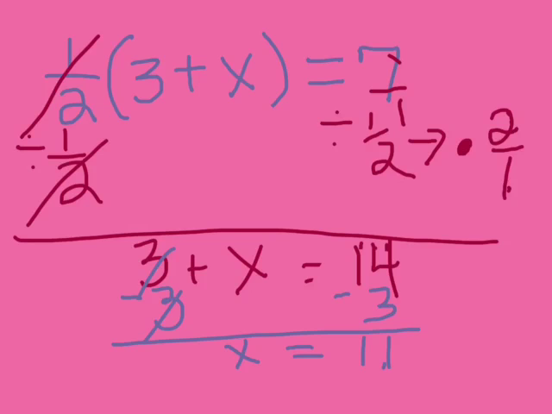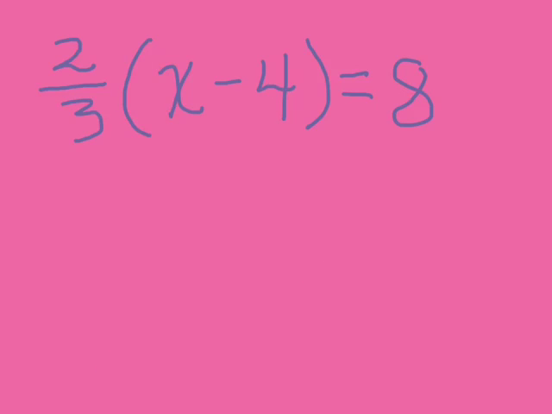So I need to substitute 11 back into my original equation. So I have 1/2 times 3 plus 11 needs to equal 7. Well, 3 plus 11 is 14, and 1/2 times 14 is 7. It all works out. One last example here.